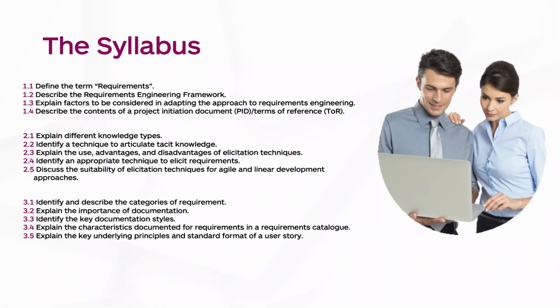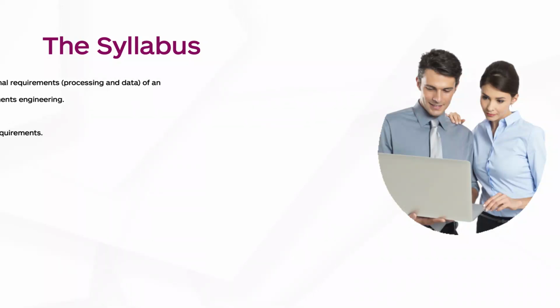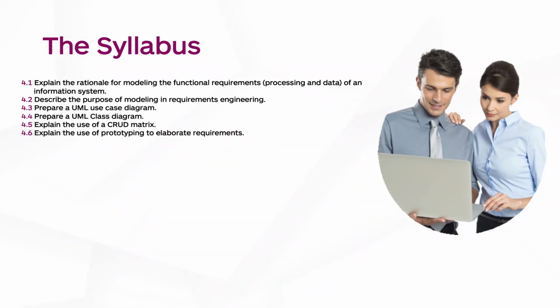Explain the characteristics documented for requirements in a requirements catalog. Explain the key underlying principles and standard format of a user story. Explain the rationale for modeling the functional requirements, processing, and data of an information system. Describe the purpose of modeling in requirements engineering. Prepare a UML use case diagram. Prepare a UML class diagram.